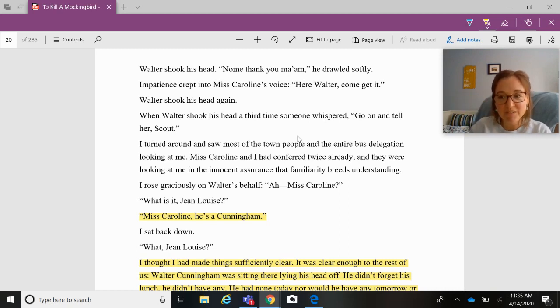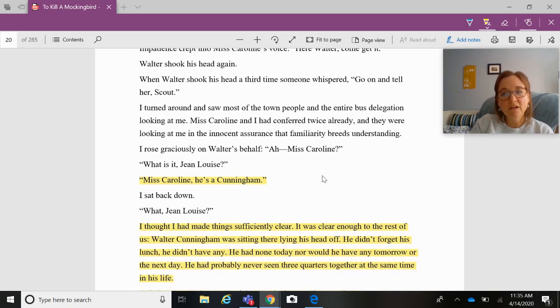And Cunningham is a name that we should already be familiar with because the Cunninghams were who Boo Radley was running around with, right? The Cunningham family. But anyway, our understanding of the Cunninghams from this exchange is a little bit different. Specifically, Miss Caroline's trying to give Walter Cunningham a quarter, and Walter's refusing it.